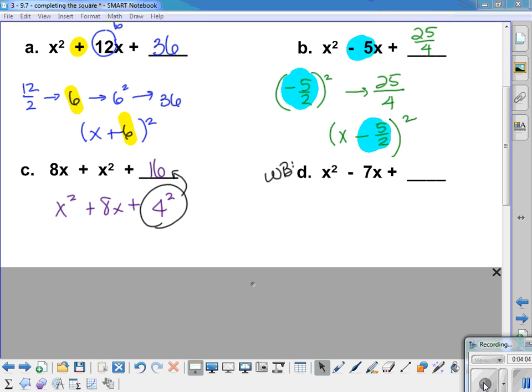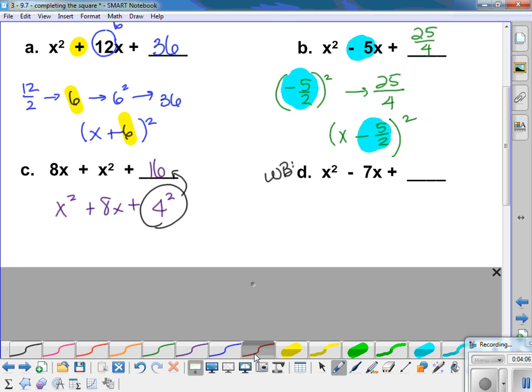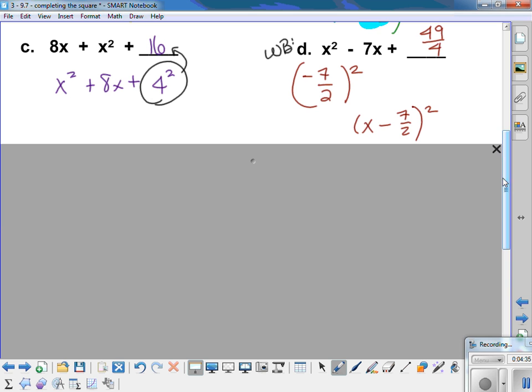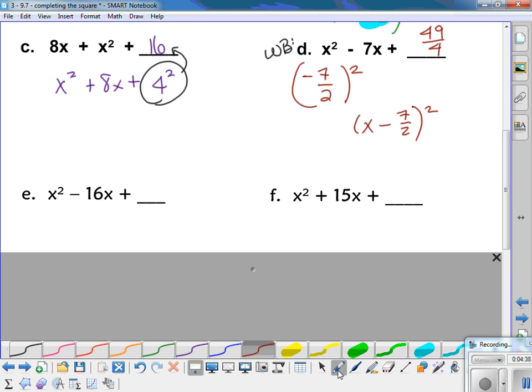Okay, so when I take half of the 7, what do I get? Okay, it's okay to leave it as an improper fraction. It's probably going to be easier if you leave it as an improper fraction. So we get negative 7 over 2. If I square that, you should have gotten 49 over 4. And then when you factor it, it is x minus 7 halves squared if you choose to factor it, which in these problems we don't have to, but we will in the next problem. So, okay, any questions there? All right, how about a nice easy one? Do E on your whiteboards.